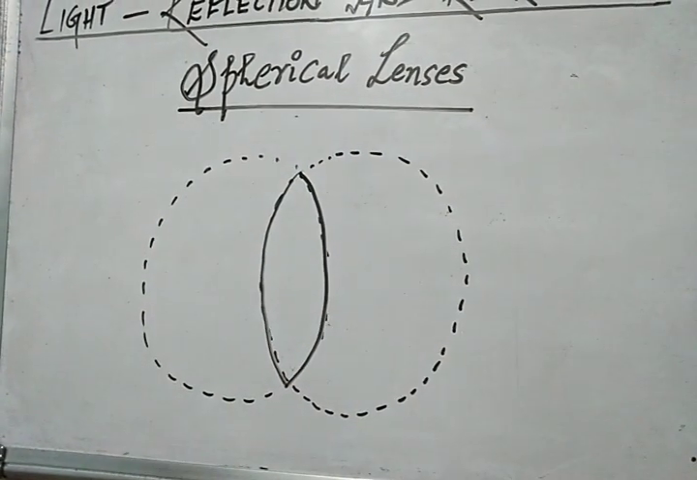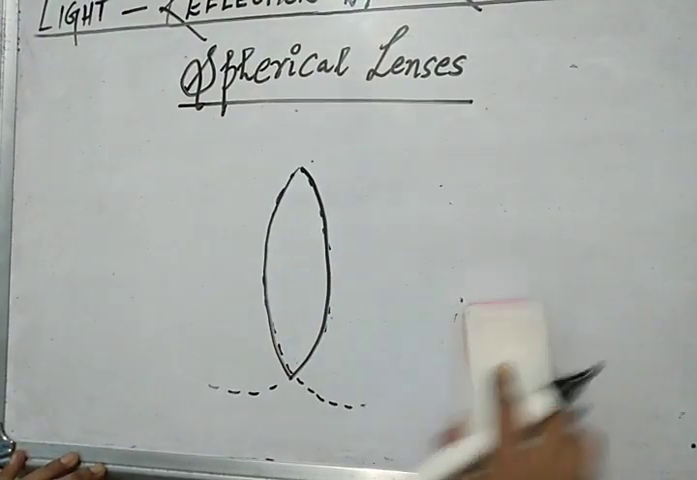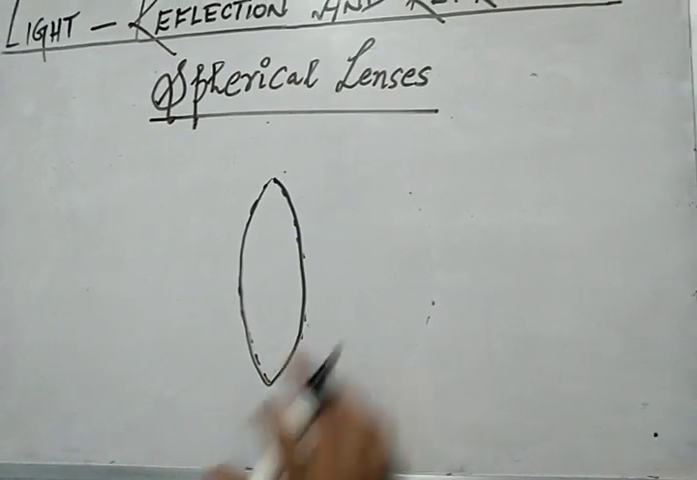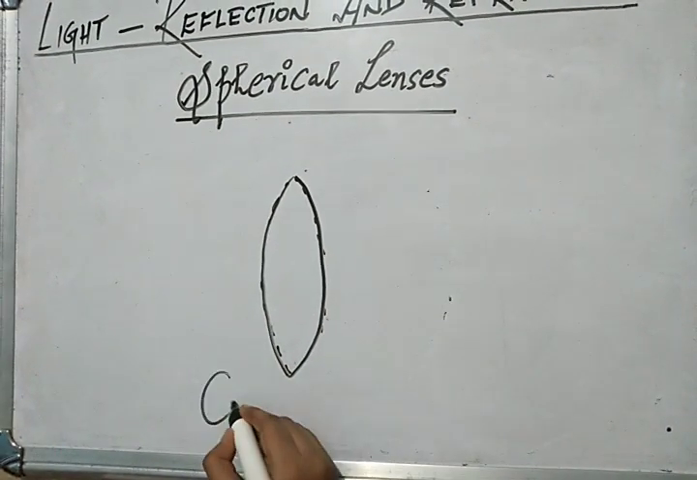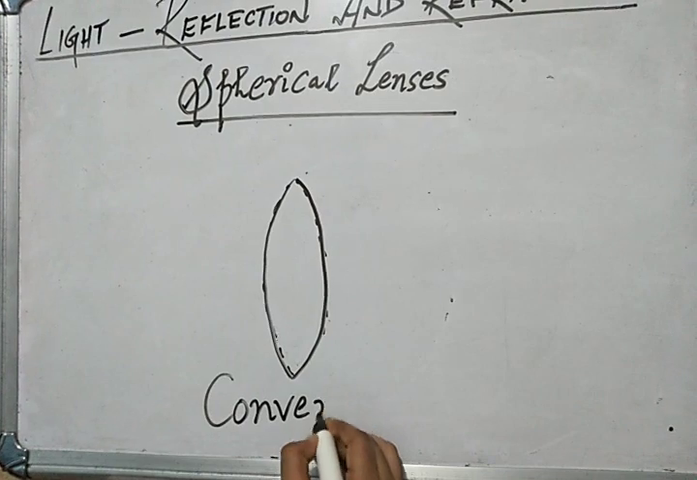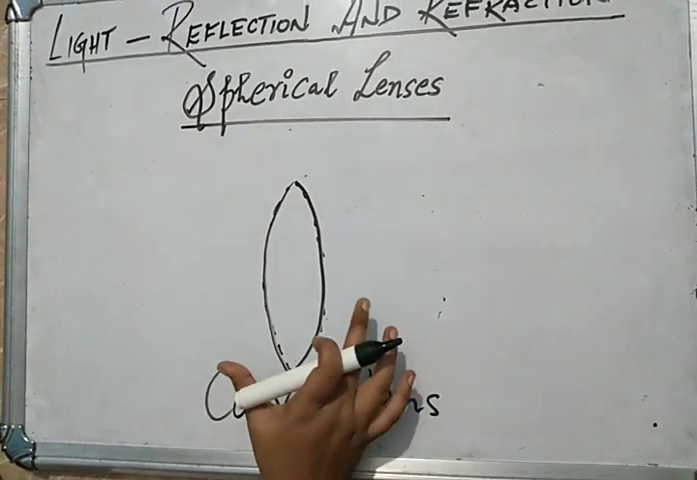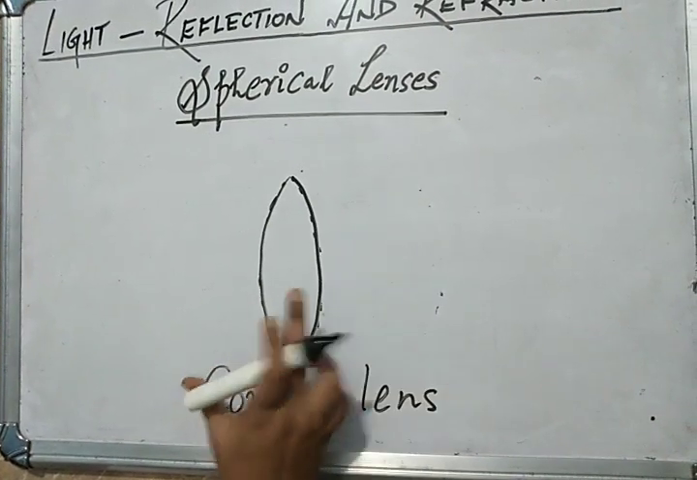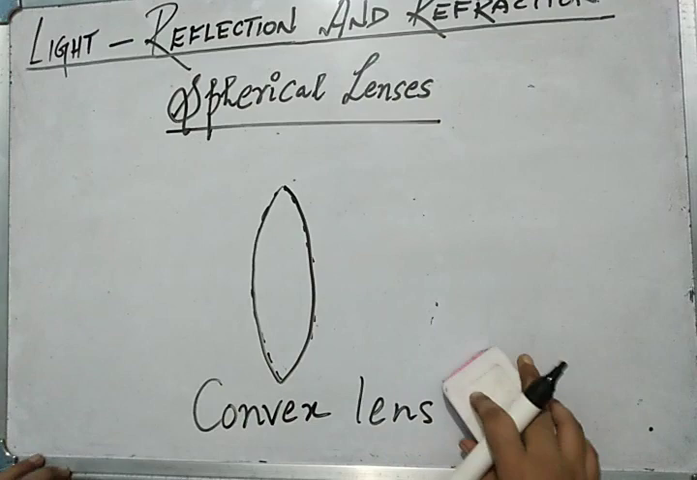I don't want all these portions. This is how it forms part of two spheres. This forms your convex lens. It is being formed from two spheres. It is a part of two spheres. This was your convex lens.